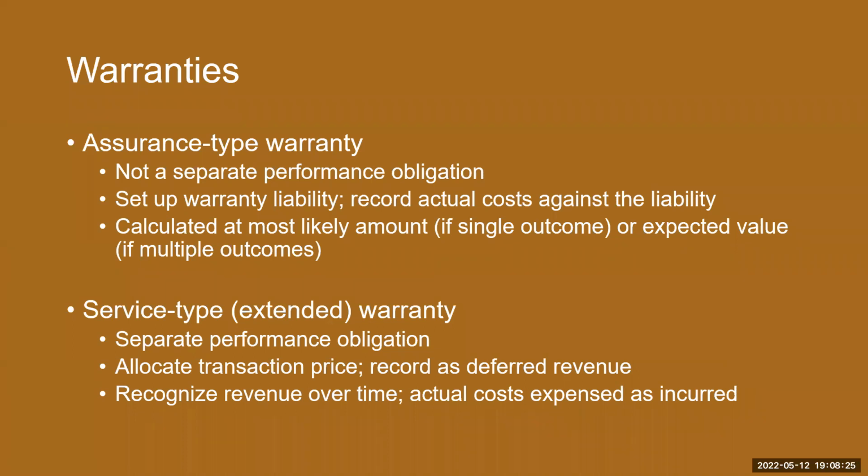Now, if it was a separate obligation, you would need to allocate the transaction price to the different performance obligations. An assurance type warranty, you don't have to worry about it. But if it was a separate extended warranty, a service type warranty, then you do consider it a separate performance obligation. You have to split the transaction price, and then there is a separate revenue recognition trigger for it. We'll look at an example for it.